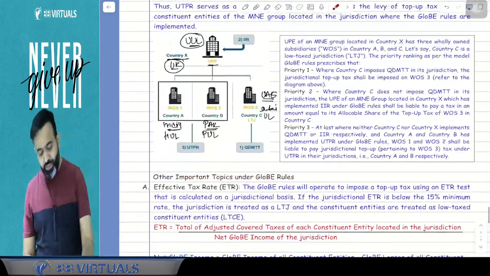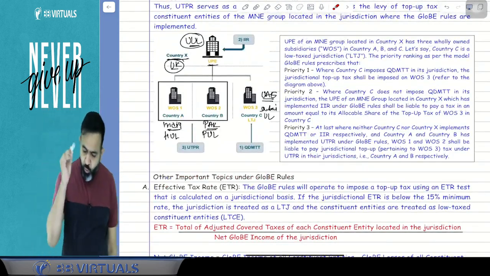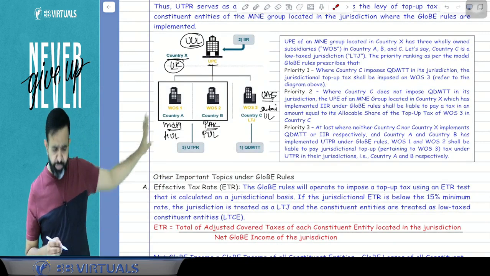Yes. Now try to understand this point. All people pay attention. Now only the last 5 minutes.